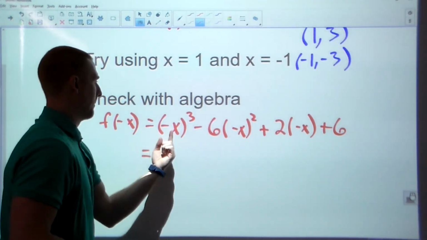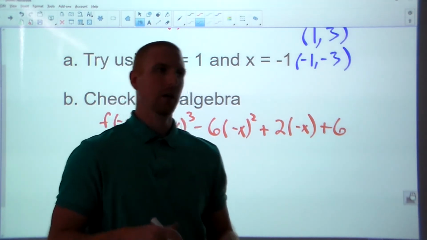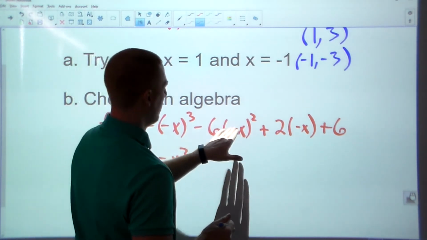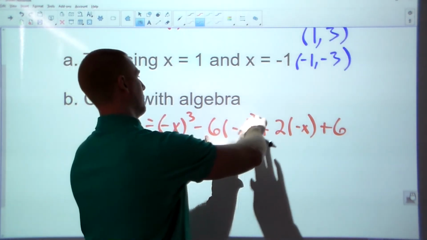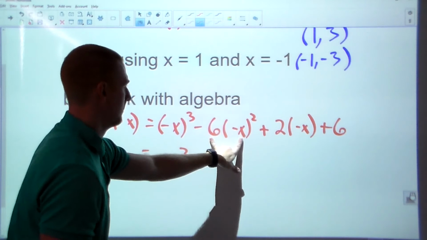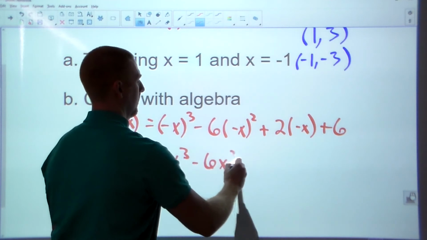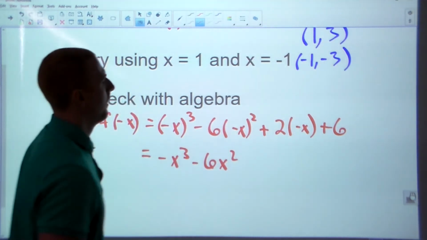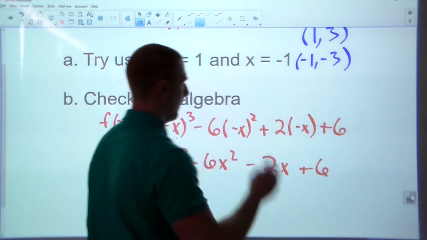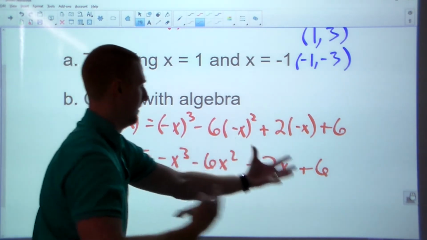All right, so let's think about what happens when we take negative x and we cube it. It's mostly all going to come down to the sign here, whether it's positive or negative. Well, negative cubed stays negative, so that's negative x cubed. All right. Remember your order of operations. Start with the parentheses, move on to the exponents. So negative x squared, well, that becomes positive x squared. So positive x squared times your negative 6 is negative 6x squared. All right. 2 times negative x is minus 2x, and then plus 6 will stay the same. So what we've got here now is f of negative x is this.